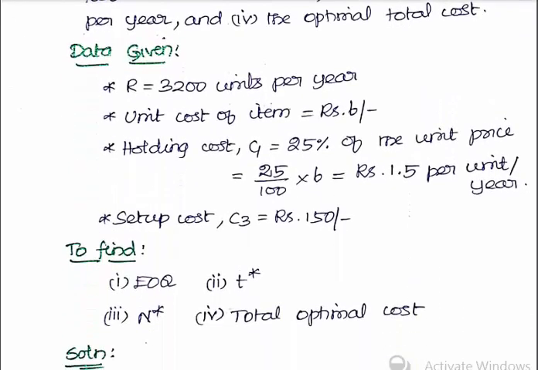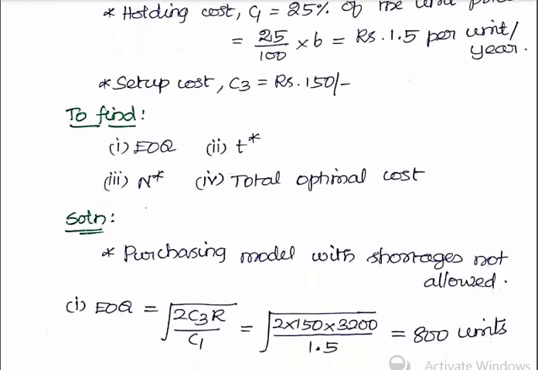We have to find out the economic order quantity Q star, then the optimal time between placing two consecutive orders T star, then the optimal number of orders to be placed per year N star, and the total optimal cost including the capital cost. So this is a purchasing model with shortages not allowed category problem. The corresponding economic order quantity Q star formula is root of 2 C3 R by C1. So the value can be obtained as 800 units per order.